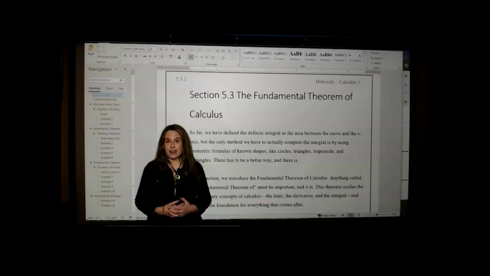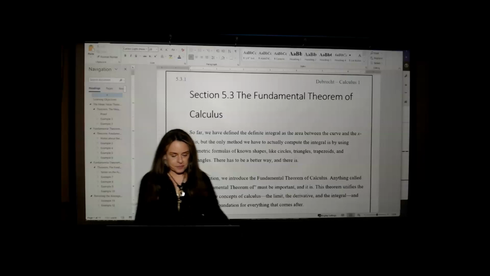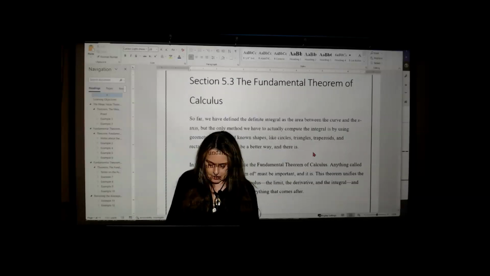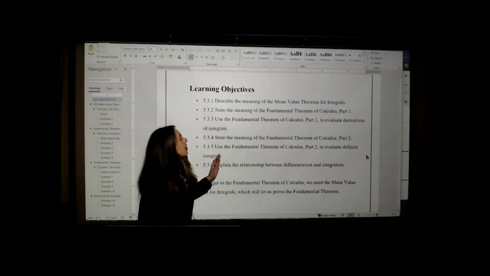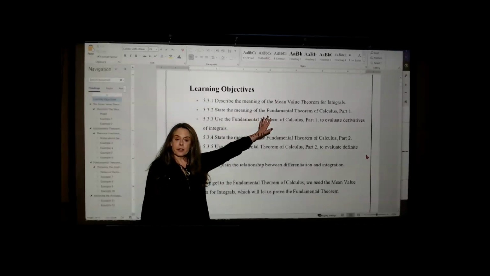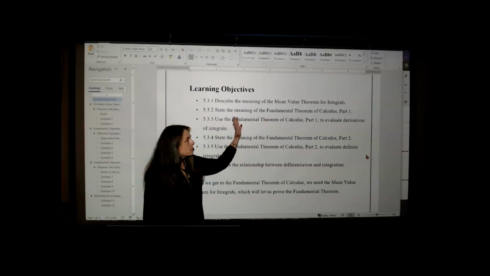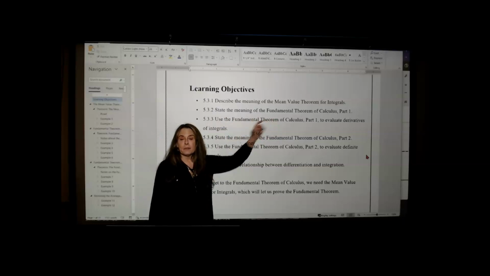Let's take a look now at some of the learning objectives in this section. We're going to first describe the mean value theorem for integrals. We need this theorem in order to prove part one. Then we're going to explain the fundamental theorem of calculus part one.